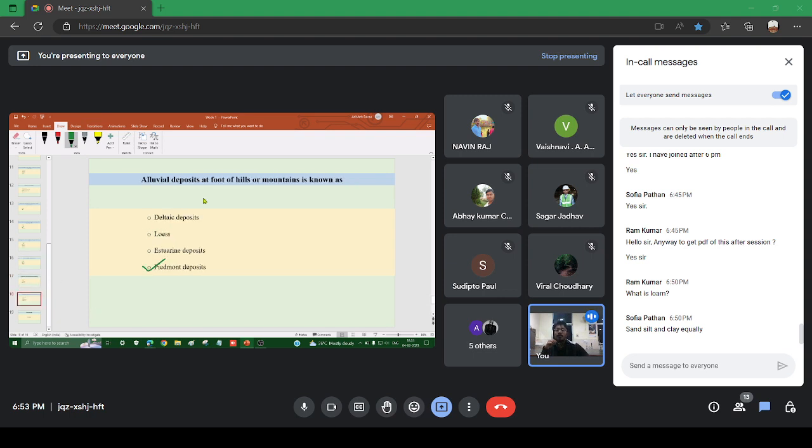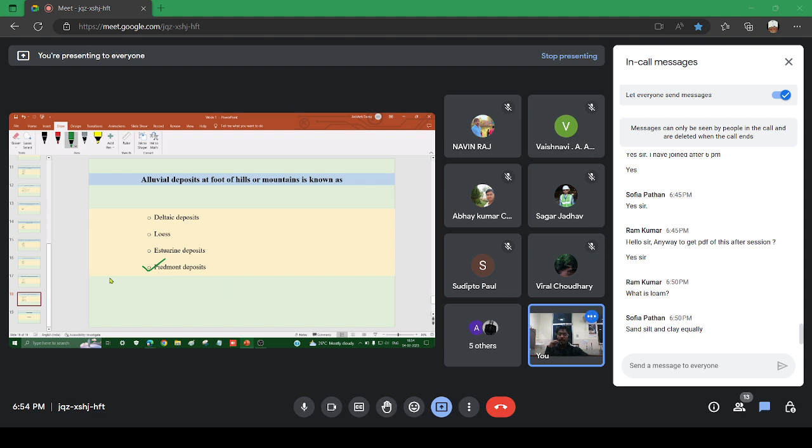Next is, alluvial deposits at foot of hills or mountains is known as. The correct option is Piedmont deposits, because deltaic deposits are formed at the river mouths because of the action of the river water, which leads to the extension of the shoreline. Estuarine deposits are formed by alluvial action and marine action both, but they are also formed at the mouths of the river. And loess is a soil which is deposited after being transported by wind action, aeolian deposits.